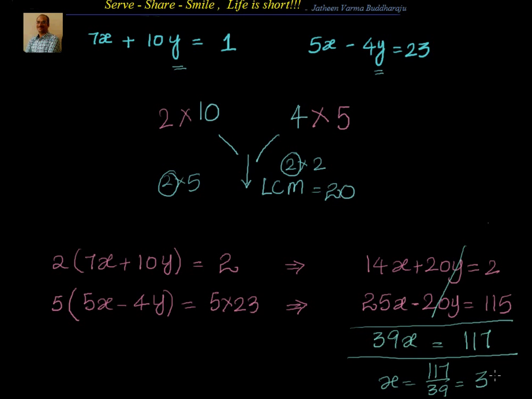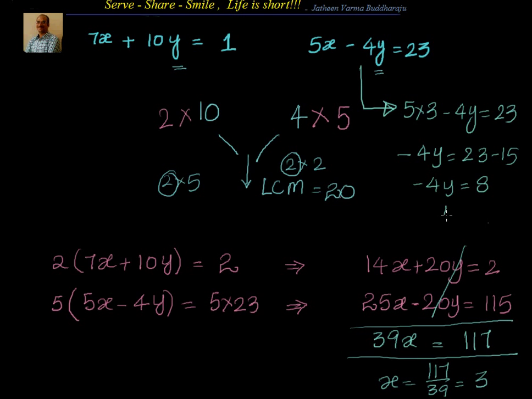Now once I got the value of x, I can go to any one of the equations and find out the value of y by substituting. I will say 5 into 3 minus 4y is equal to 23, or can I say minus 4y equal to 23 minus 15, or can I say minus 4y is equal to 8, or y equal to minus 2. So 3 comma minus 2 is the solution for this system of linear equations in two variables. Let us substitute that. 7 into 3 is 21.